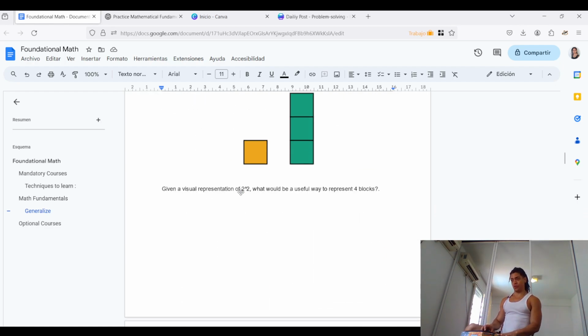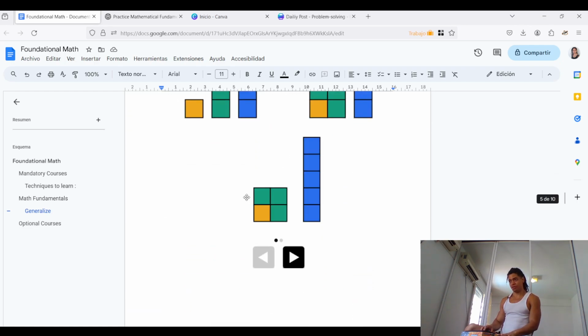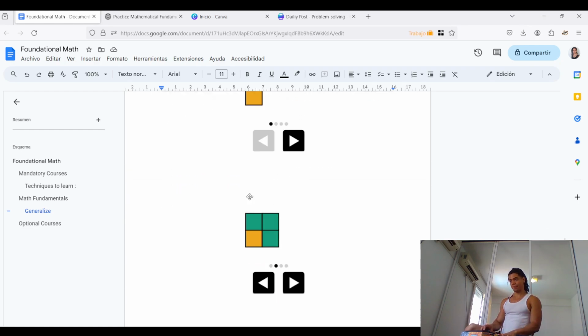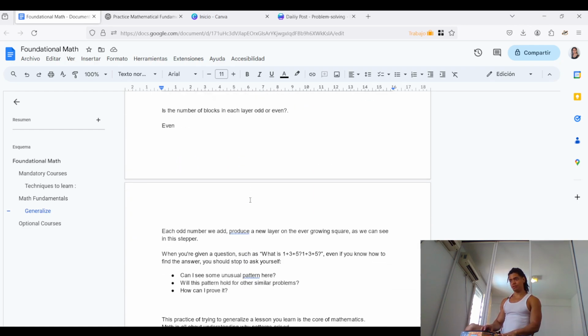Which is great. That was very, very interesting. And the visualization that we use here comes from geometry. Okay, it was very interesting.